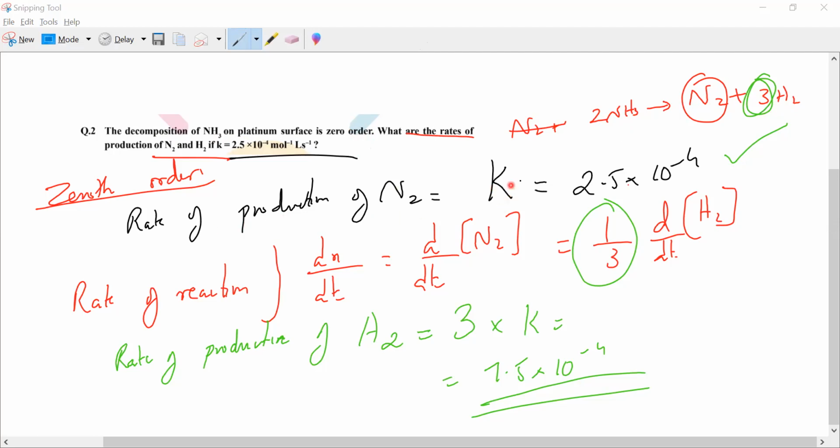The rate constant. Correct. Because here there is only one N2, whereas here what is that? 3 hydrogen is there. So we will multiply the rate constant by what? 3. That's it. 3 into K, 7.5 into 10 power minus 4. This is what I explained.